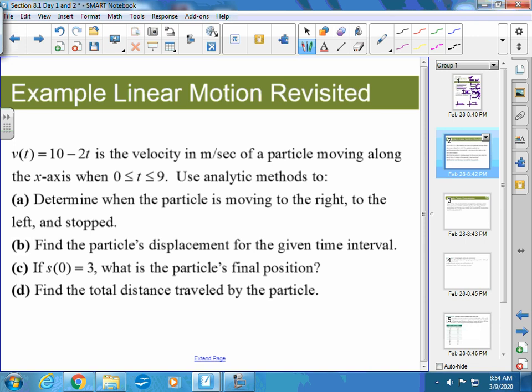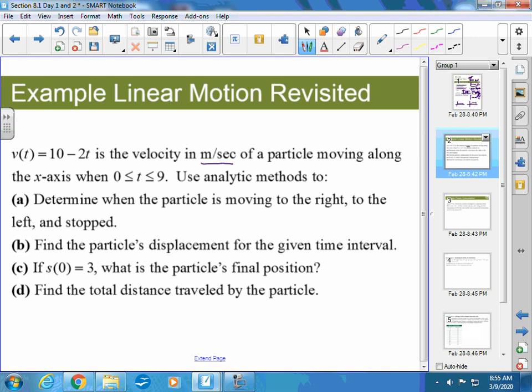Example of a linear motion problem, and this is revisited because we have talked about this before. Velocity, v of t, equals 10 minus 2t is the velocity in meters per second of a particle moving along the x-axis. When I read a problem like this, as soon as I see a label, I tend to underline it, so when I'm asked questions later on, I don't have to go look for it. It's not always written so clearly as that.